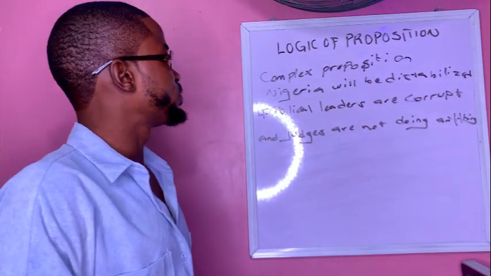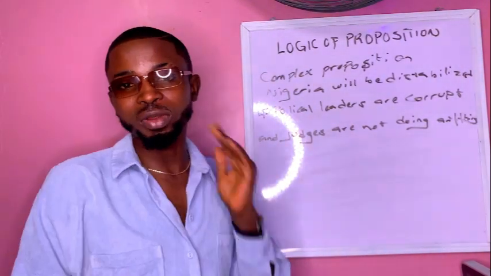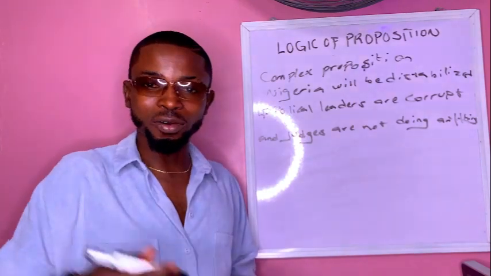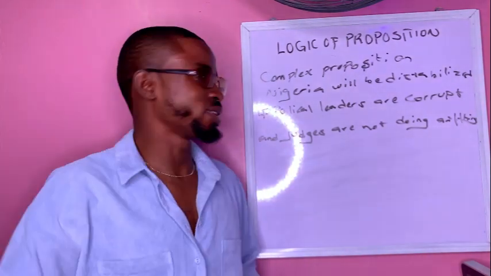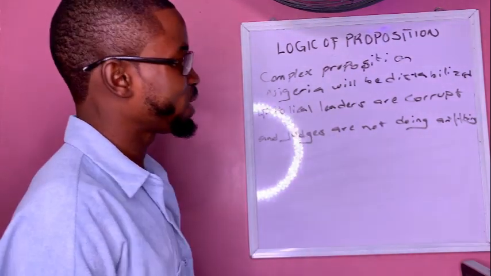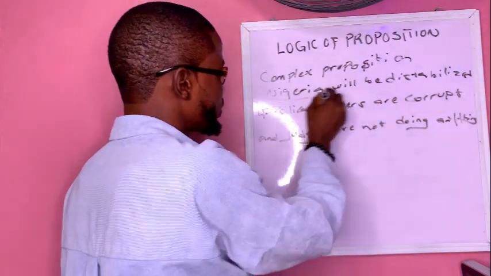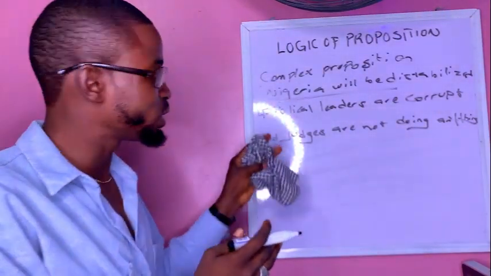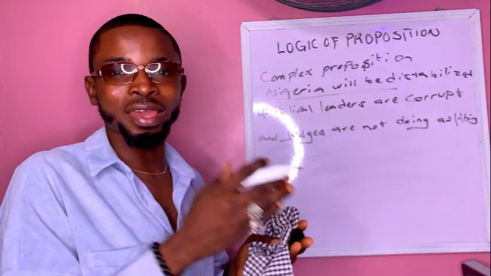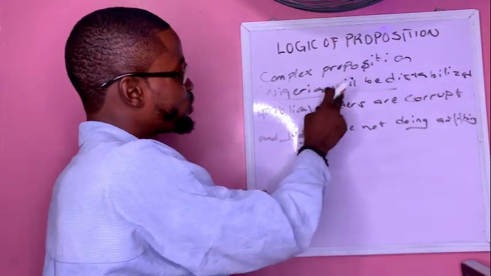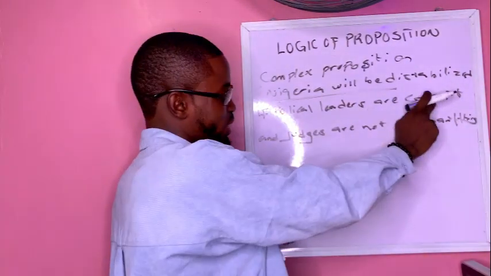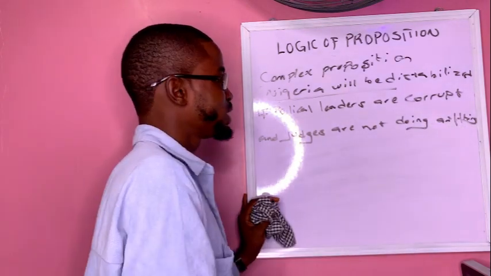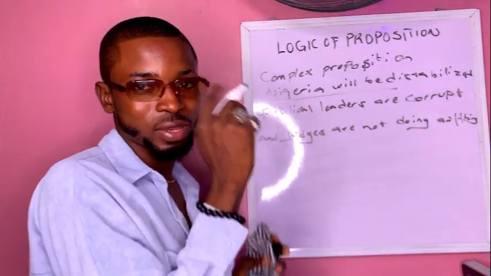This is an example of a complex proposition, because we said a complex proposition is a proposition that contains a compound proposition as a component. So Nigeria will be destabilized. That is already the main proposition. Now the component itself is a compound proposition: Nigeria will be destabilized if political leaders are corrupt and judges are not doing anything. So we have three different propositions coming together to form one.